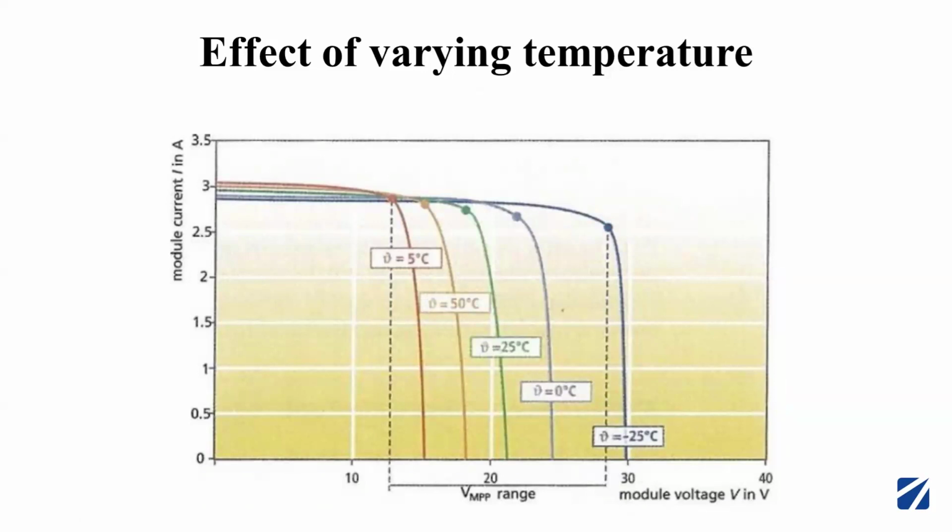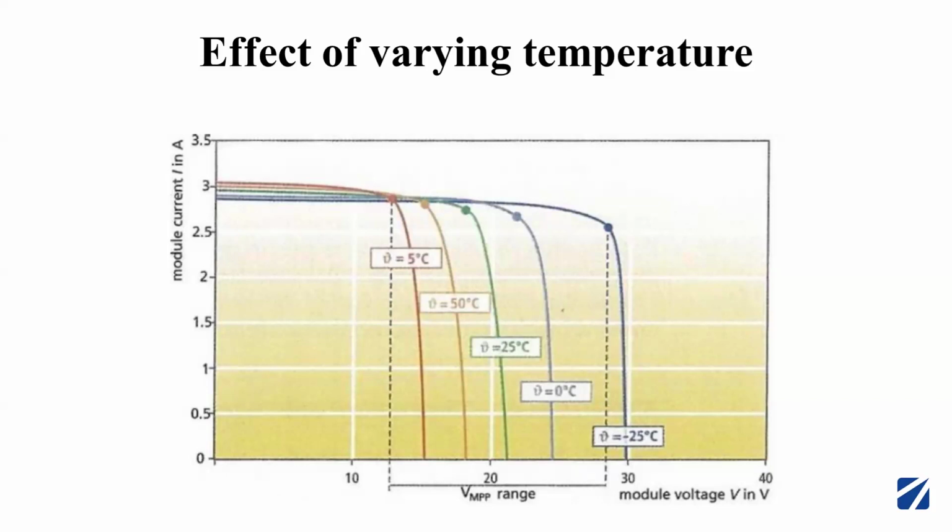And now we will see the effect of varying temperature. Usually the temperatures are not the same throughout the year. They differ; in summers in Indian climate conditions the temperature is very high. Here we need to understand that the operating temperature of the module is different from the ambient temperature. If the ambient temperature in summer is around 42 degrees Celsius, the operating temperature of the module will be around 20 to 25 degrees more, that is around 60 to 62 degrees Celsius.